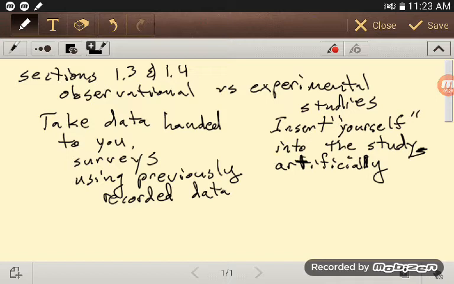Music. Does music help a person learn vocabulary words? What kind of music and all that? Well, we can sit people down. We can play music and not play music, and we can play different kinds of music and so forth. We're inserting ourselves artificially by playing that music into the study, and we can set other parameters. So those are experiments. Observational studies tend to have people who are self-sorted, that kind of thing.